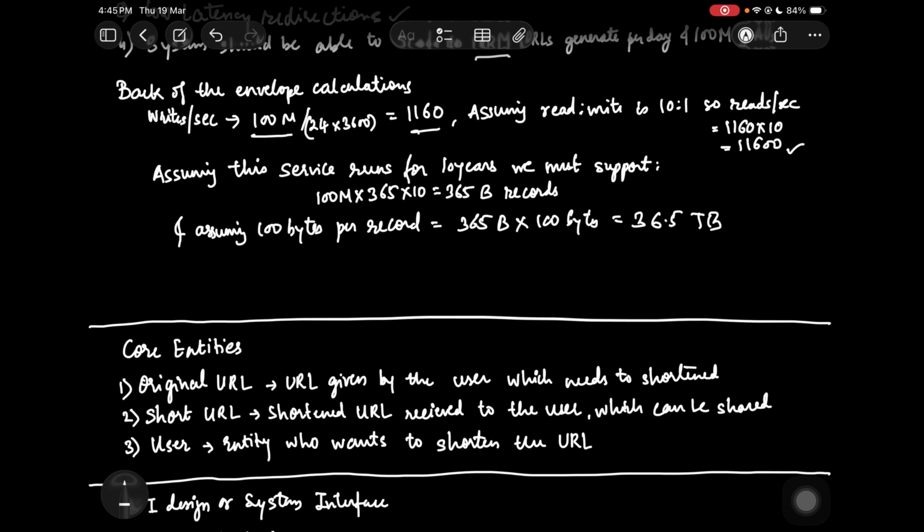So this is a huge number. This tells me immediately that our redirection layer needs to be heavily optimized for reads, likely using a robust caching layer to avoid hitting the database for every single click.